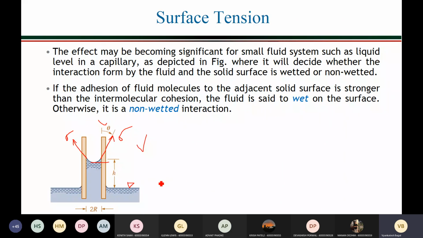Fine. Now how to analyze this situation? Why is there a rise of water in this tube? Let us call this 2r as capital D also, the diameter of the tube, let us say. Why will the liquid rise in the tube? Of course that is because of the surface tension.